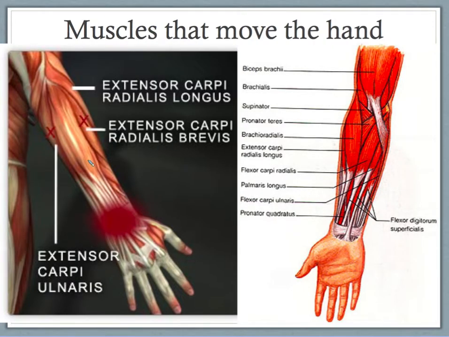Here's a picture. So these are all of your extensors on this side. Your flexors are on the opposite side. Again, they work in pairs. So when these are the prime movers, these are your antagonists, and vice versa.